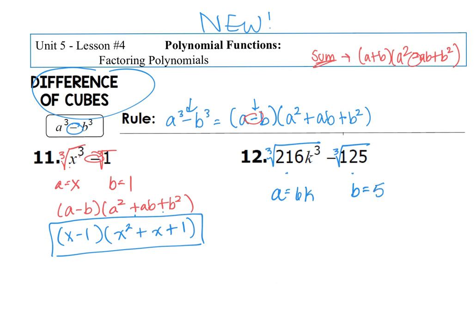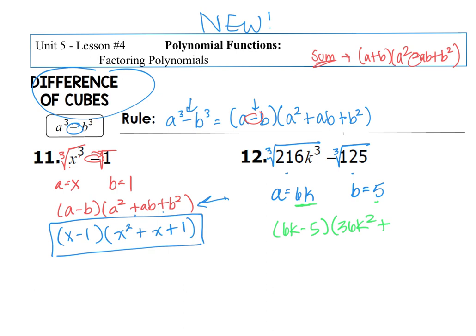All right, so a is 6k, b is 5. And then if you look over here at our formula, this is what we're filling in for. First, we have a minus b in our first set of parentheses. So that's 6k minus 5. Then we make our new set of parentheses. It's our a value squared. So a is that whole thing, 6k. So think 6k times its own self. That's what squared means. 6k times 6k is 36k squared.